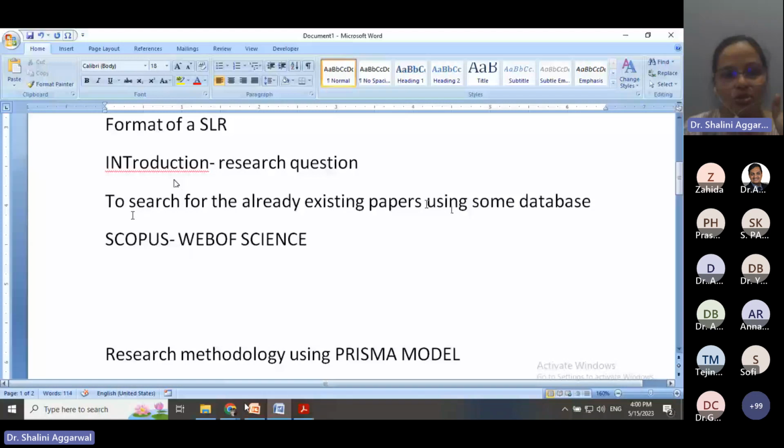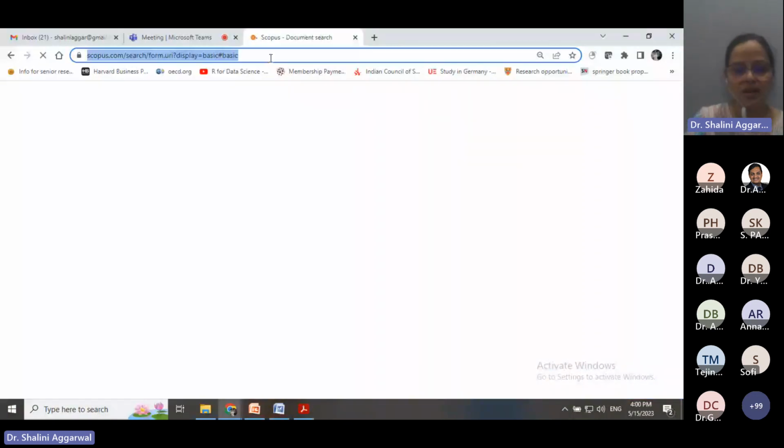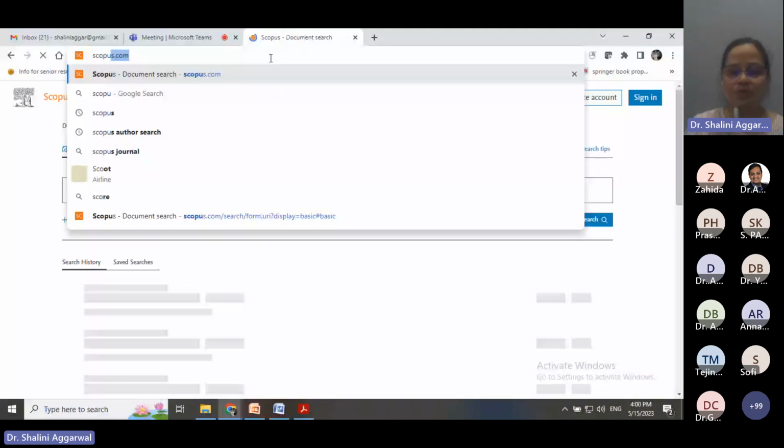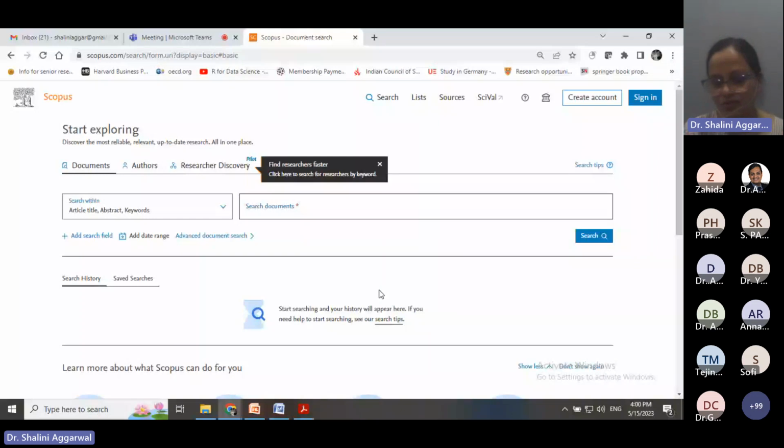So let's go for the first database, that is Scopus, because I find it very easy to use. What you have to do is type scopus.com. When I write this scopus.com, this is the website that you get, right? Everybody will get this website.